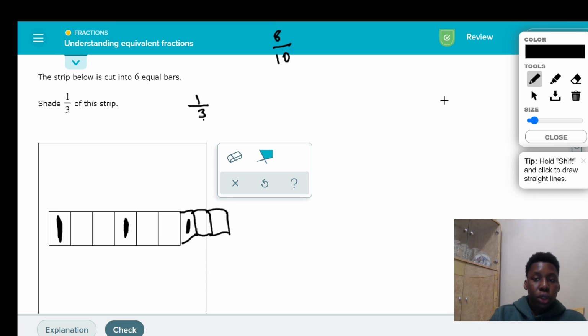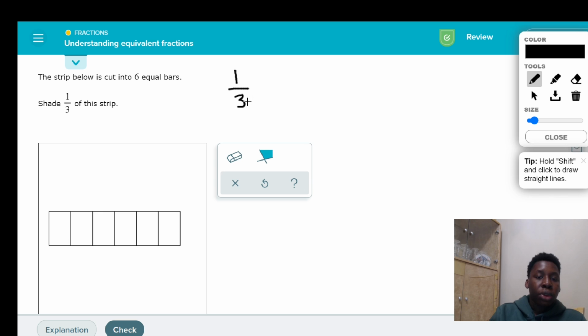So this is the same thing we're going to use in this example. We're using 6 equal bars in this case, and it's telling us to shade one third of this strip. So every time we count 3 bars, we should always shade one. We count one, two, three, and shade one, and then come over here and say one, two, three, and shade one. So let's come over here and shade here, and also shade here.